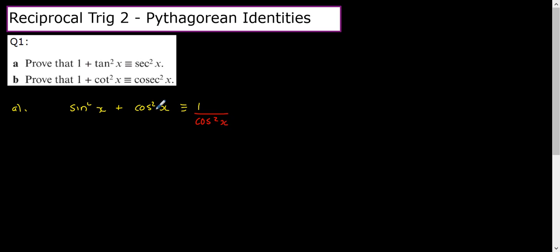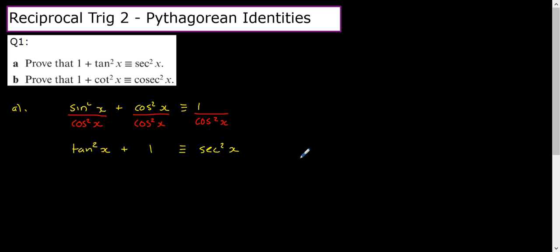Now if I've divided this by cos squared x, I need to divide this by cos squared x, and I need to divide this by cos squared x. Whatever we do to one thing, we have to do to everything else in order to make this identity true. So when we do sine squared x divided by cos squared x, we end up with tan squared x, because sine over cos is tan. When we do cos squared x divided by cos squared x, we get 1. And then, as we knew would happen, 1 divided by cos squared x gives us sec squared x, which is our identity in part A done.